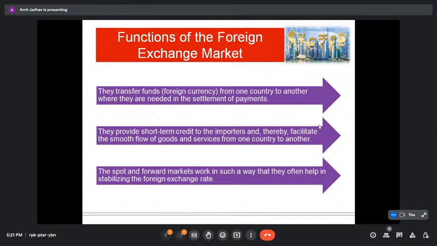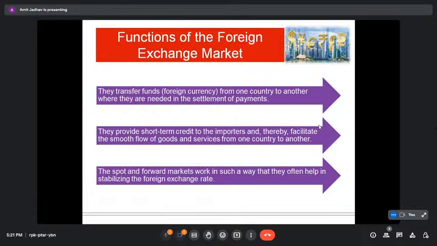They provide short-term credit to the importers and thereby facilitate the smooth flow of goods and services from one country to another. Similarly, the foreign exchange market provides short-term credit to importers, so it becomes quite easy for importers to buy commodities from other countries and import them into the domestic market.